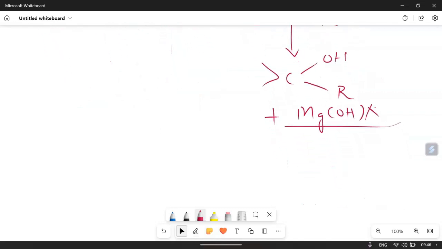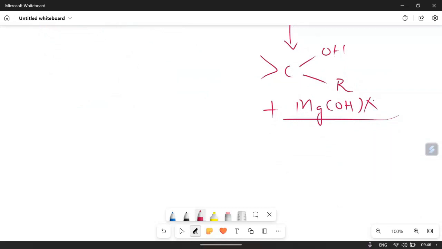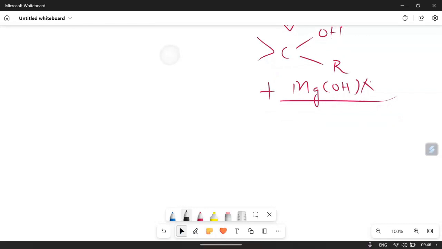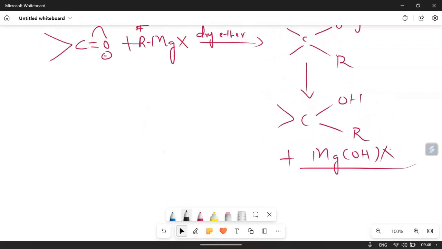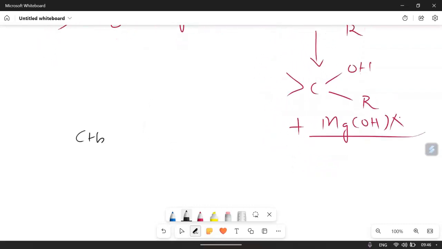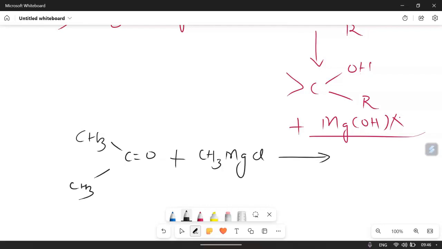So this is the reaction. The intermediate will be formed. Let's discuss with an example also, and you can write it down. Suppose we want to prepare this. For example, we can take CH3-C double bond O-CH3, treated with CH3MgCl or CH3MgBr in the presence of dry ether.